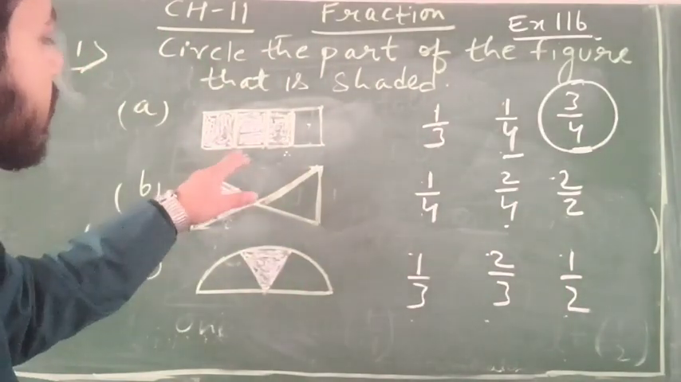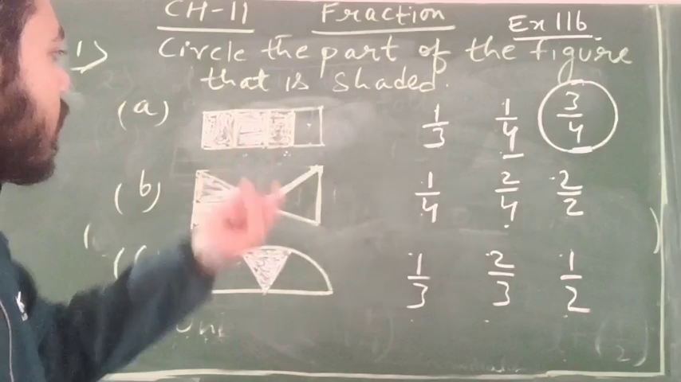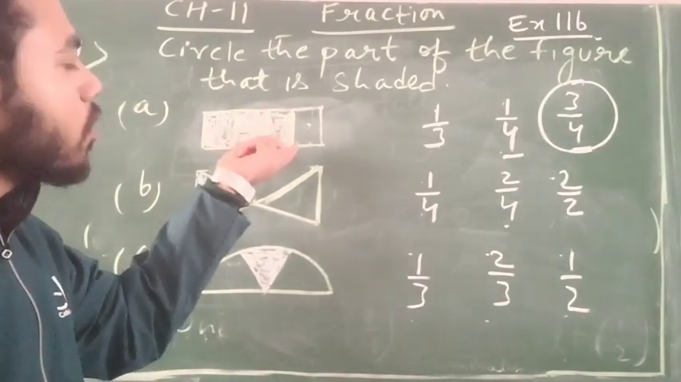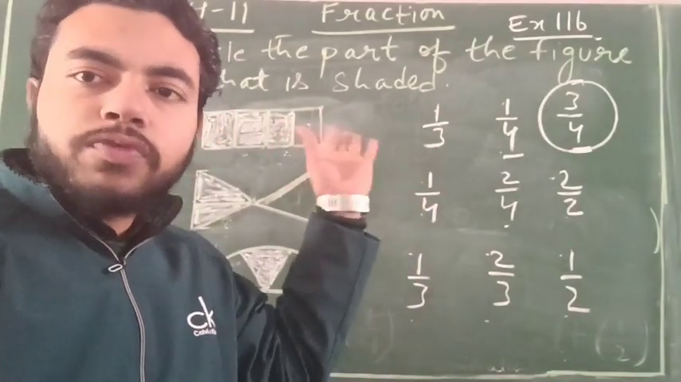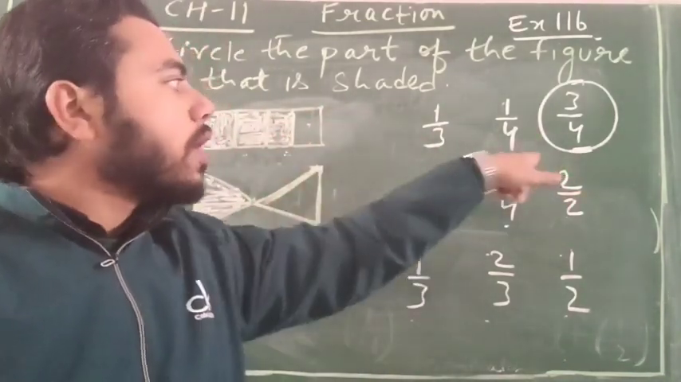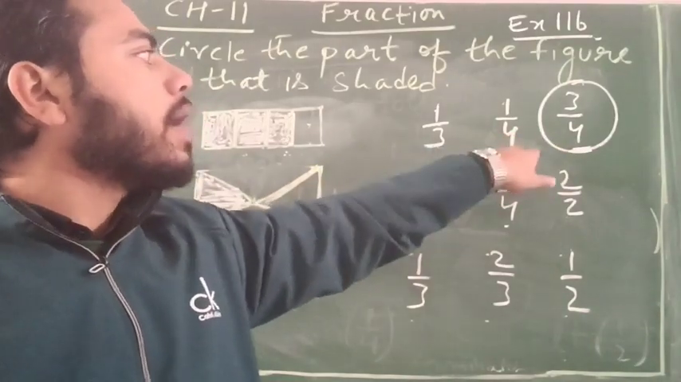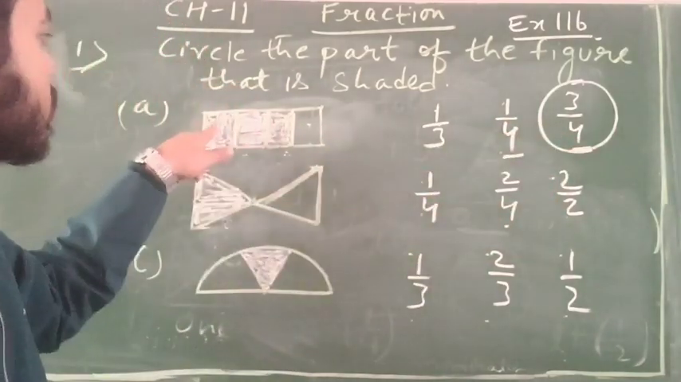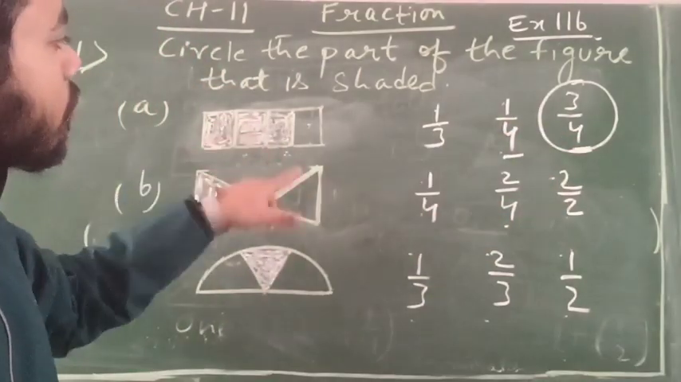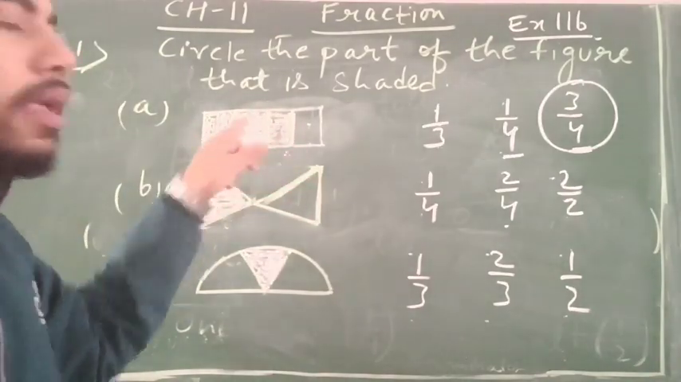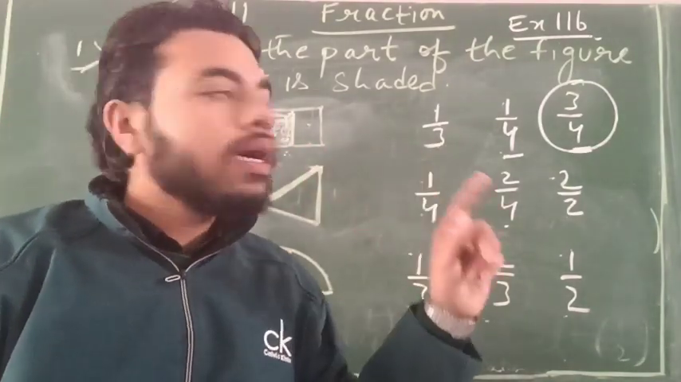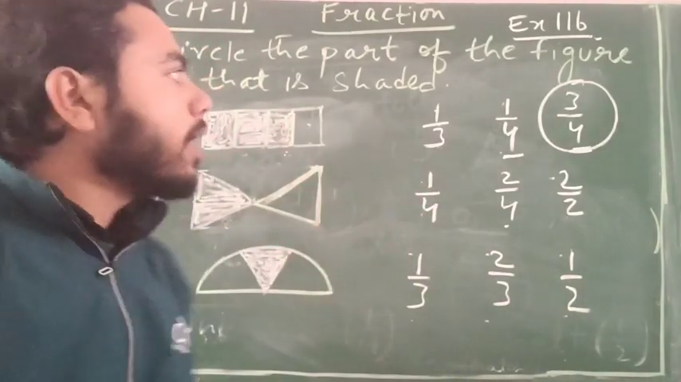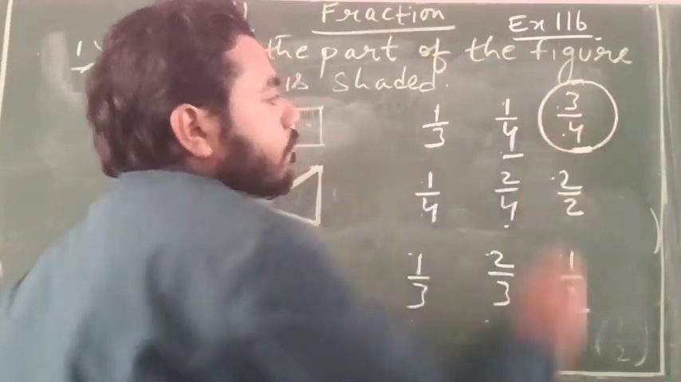Let's try to understand again. Here you have seen that it is divided into 4 equal parts. So total parts are 4. It means the denominator is 4. So you have seen that two options have denominator 4. And here you see the first, second and third. Out of 4 parts, 3 parts are colored. It means you got 3 parts out of 4. So here is the option 3 by 4.